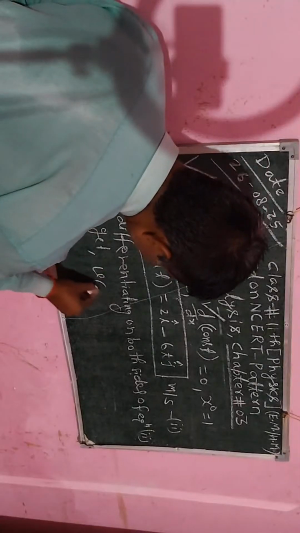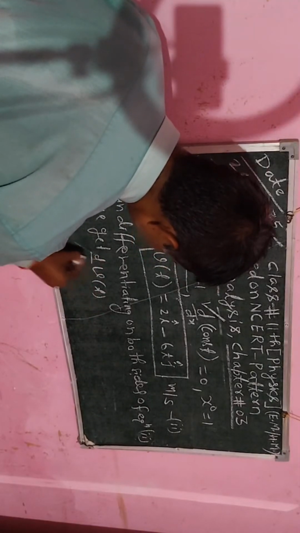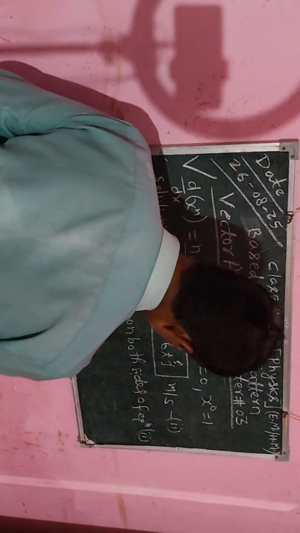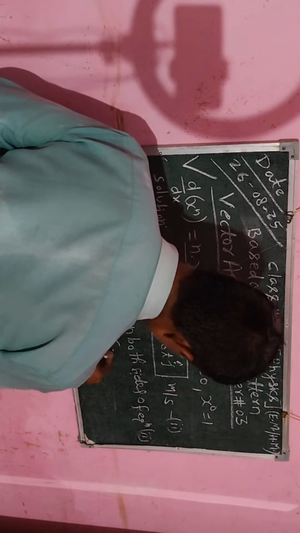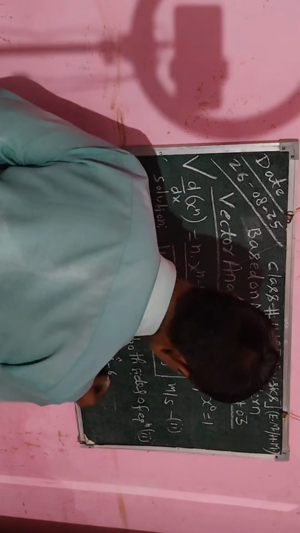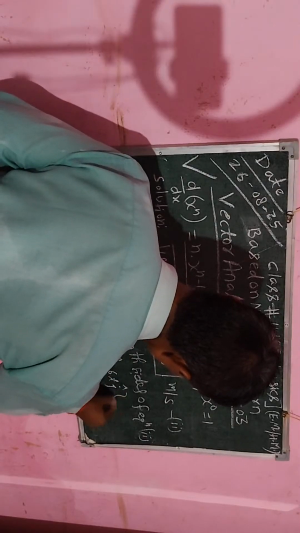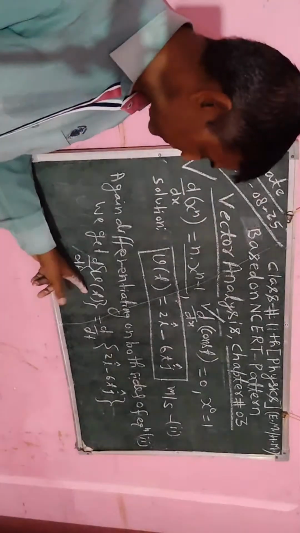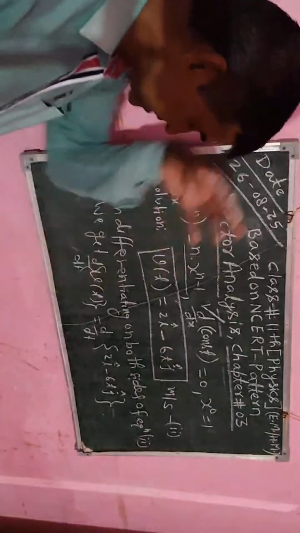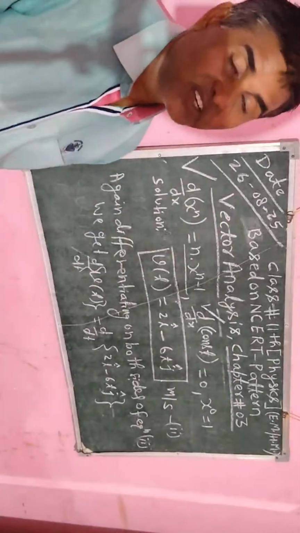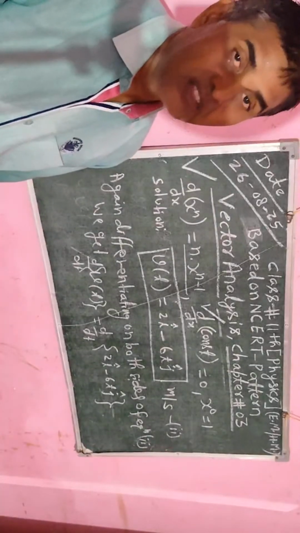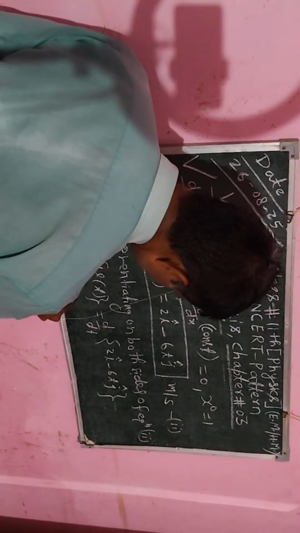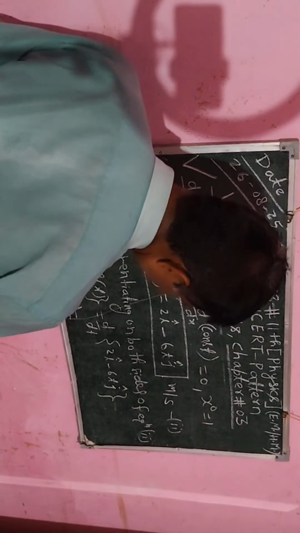Here I write d upon dt, and in the bracket I have to write 2 vector i cap minus 6t vector j cap. Now d upon dt of v of t is known as a of t, that is the acceleration. The definition of acceleration is the change in velocity per unit time. So its value I will write here, a of t, which is equal to this much.